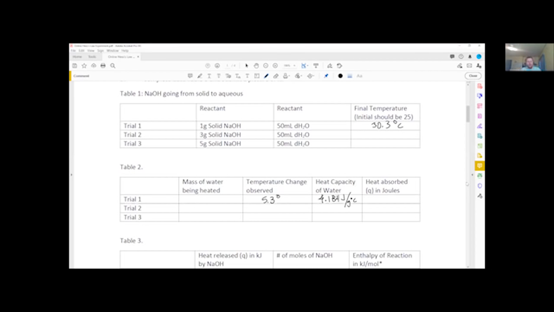Okay, if you haven't talked about heat capacity of water, the heat capacity of any solution or substance is the amount of energy that is required to change 1 gram of that substance 1 degree Celsius. So you have to input 4.184 joules of energy to change 1 gram of water 1 degree Celsius.